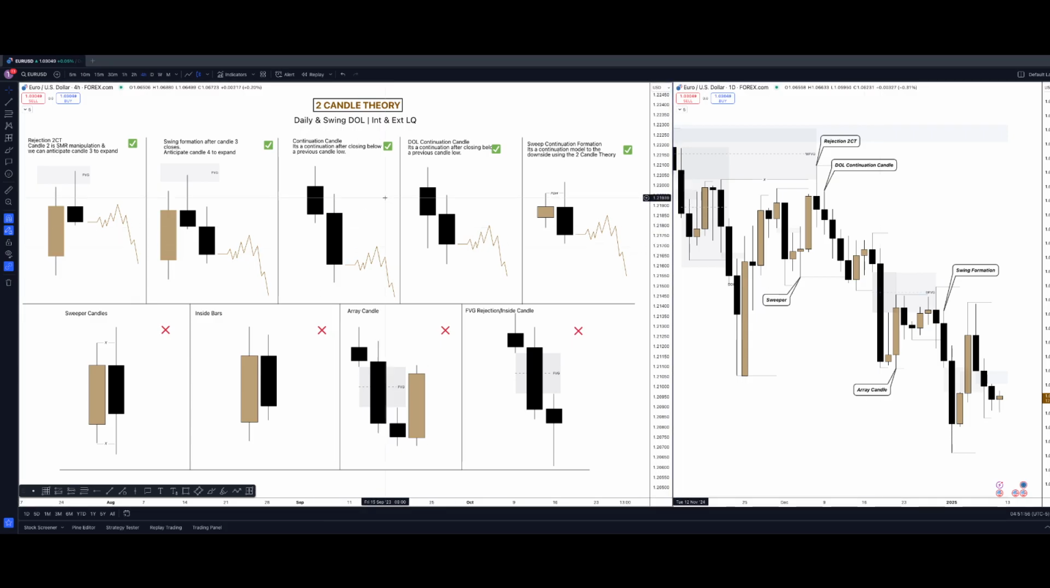Example number 3 is a continuation candle. What this is just highlighted over here. Once market has rejected, we get that strong close below the previous candle's low. We can assume that the continuation is to the downside. Number 4 is a draw on liquidity continuation candle.